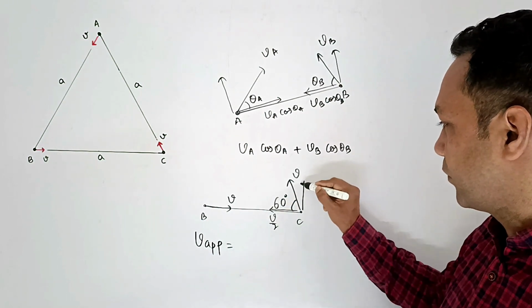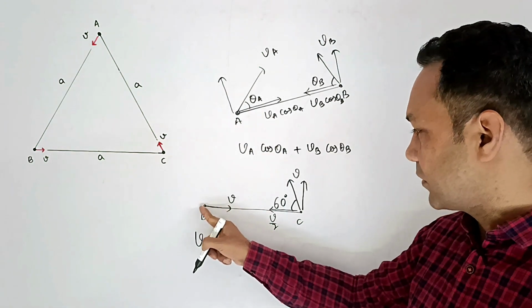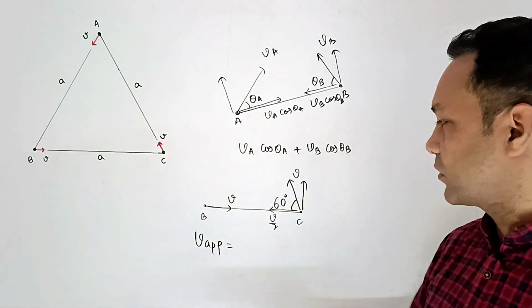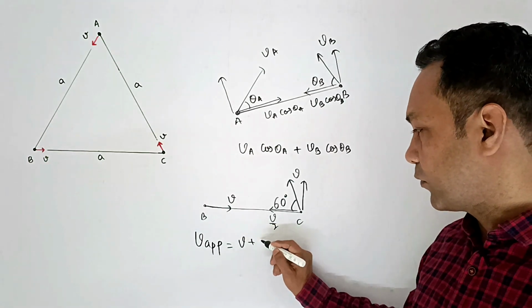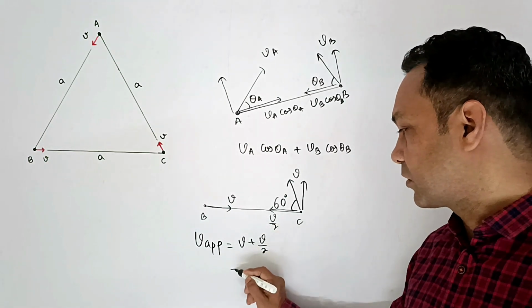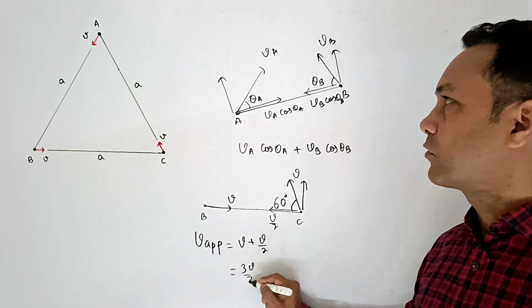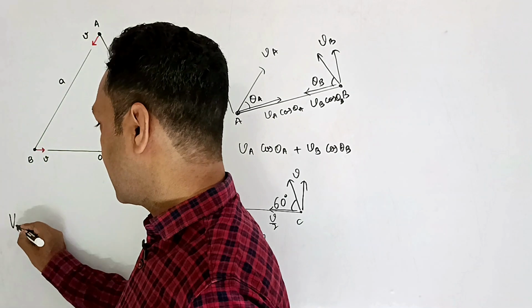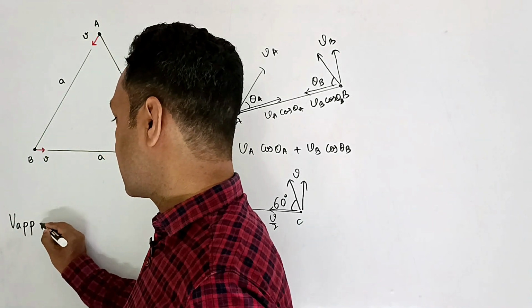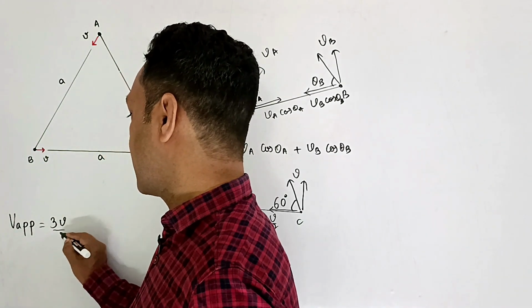This component we don't bother. So with respect to this, C is coming towards B with velocity v plus v by 2. So the velocity of approach at the initial moment is 3v by 2. So let me write it here: initial moment velocity of approach is 3v by 2.